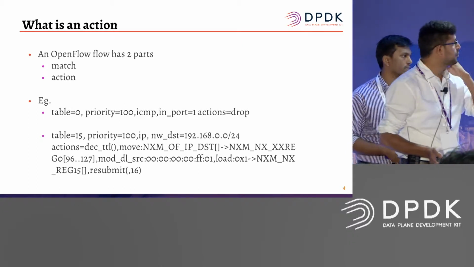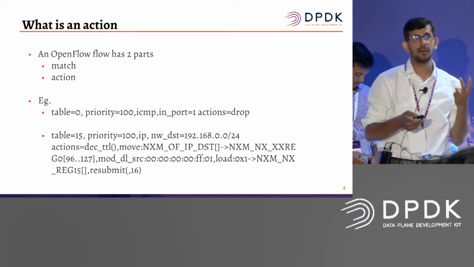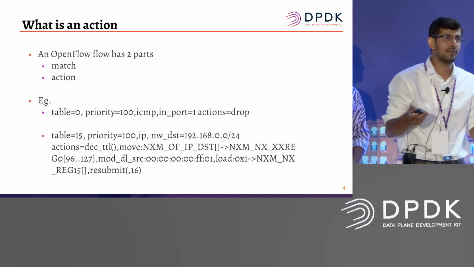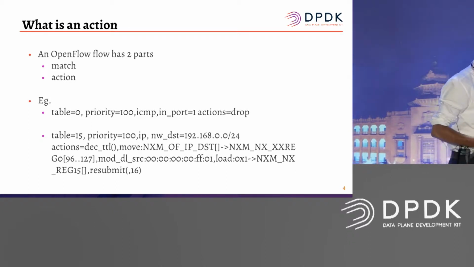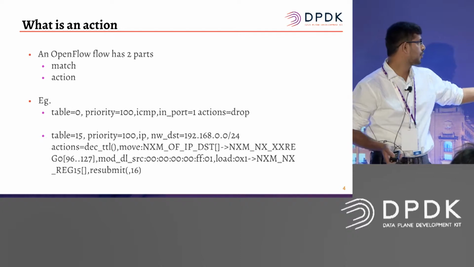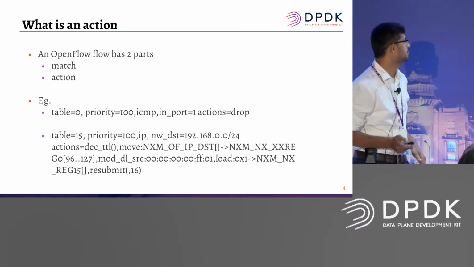Just to brief, when you add an OVS flow, you have two parts. One is a match and one is an action, right? You say what your match condition is on your packet, and what action you want to apply. These are some of the examples, like if it's a packet coming from an input, and if it's ICMP, drop it. These are some of the examples which I've shown.